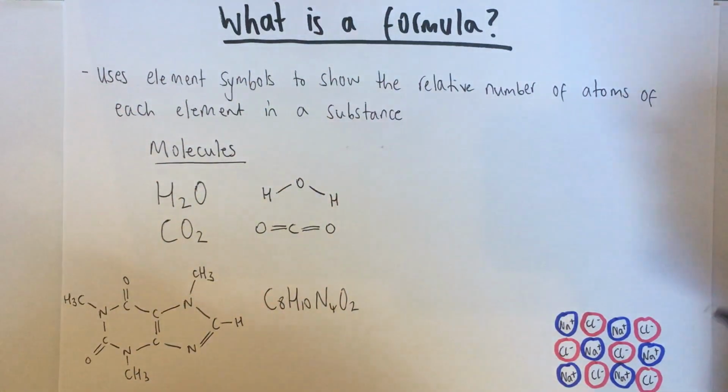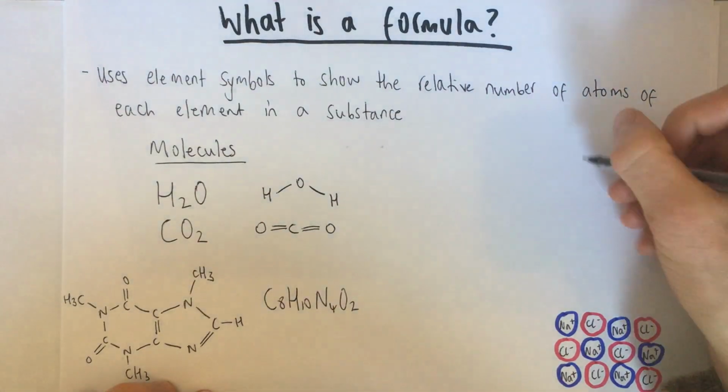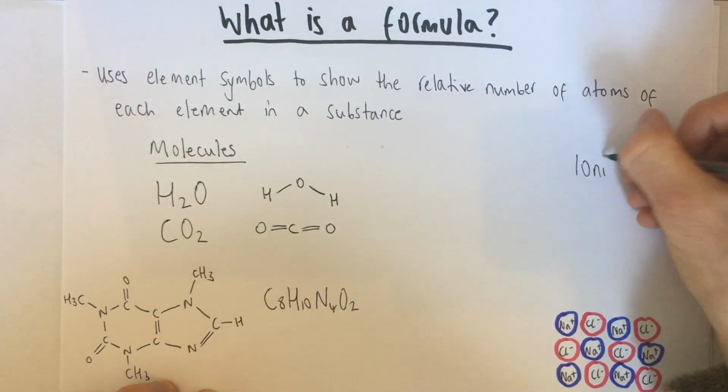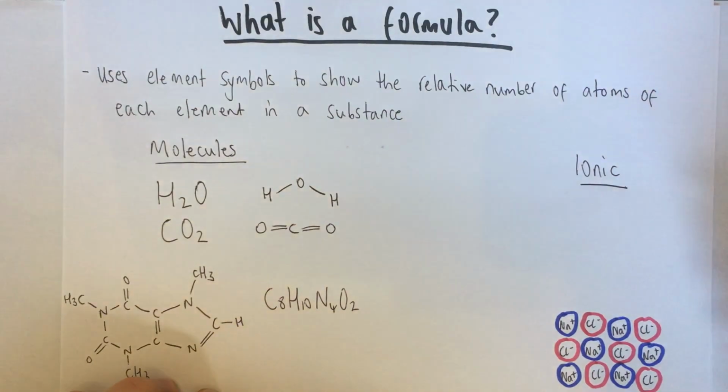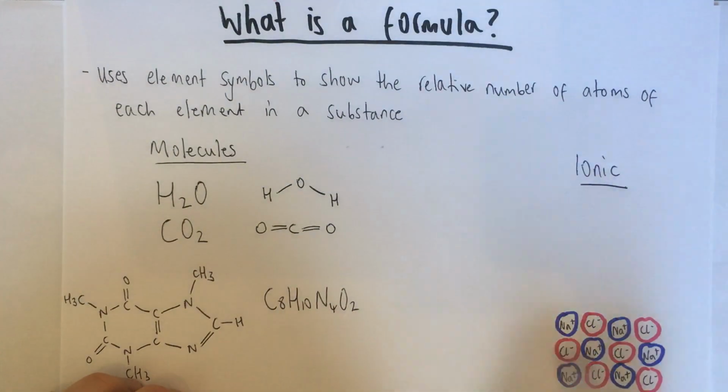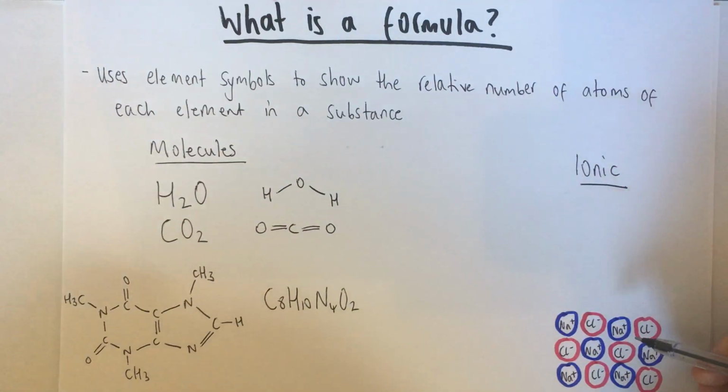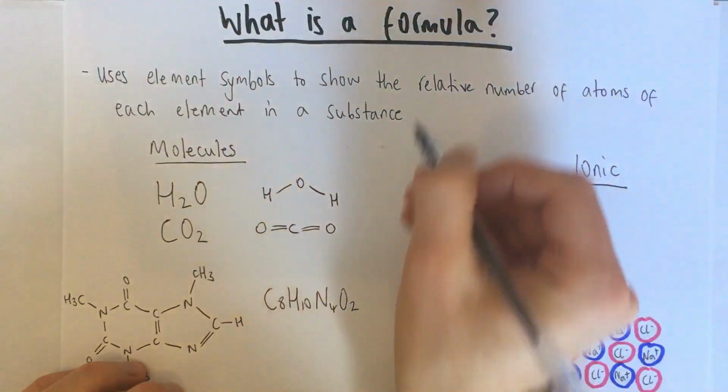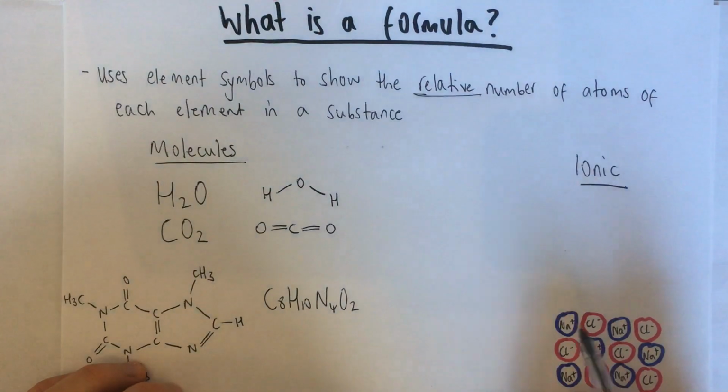There are other examples. There are compounds that aren't molecules. For example, ionic compounds. This is sodium chloride, which you know as salt, and it isn't made of molecules. It's a giant ionic structure. It's a solid where there are billions and billions of different ions in rows and columns in 3 dimensions. This is just a small section of it I'm showing. But we can still use a formula to tell us the relative number of each type of ion in it.